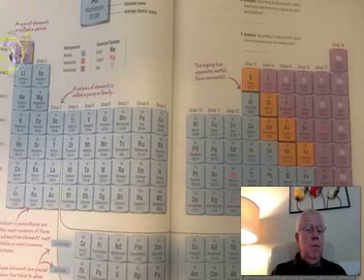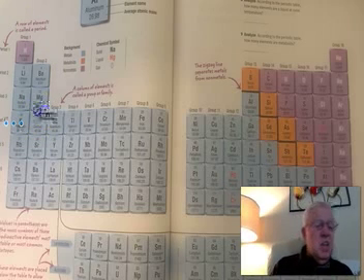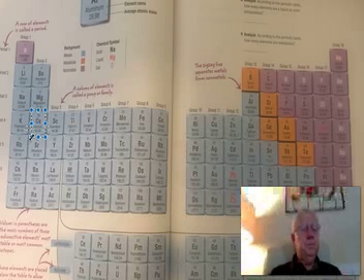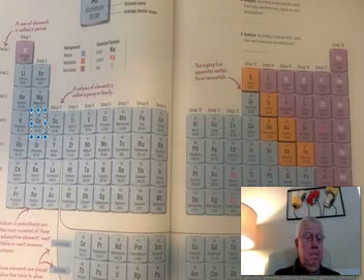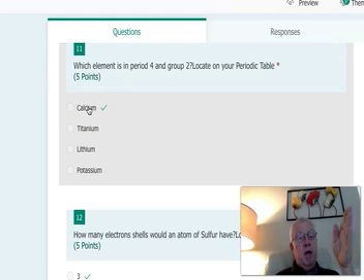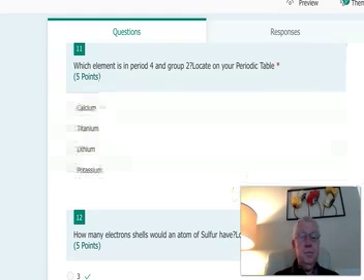All right, period 4. 1, 2, 3, 4. Period 4 in group 2. Boom, right here. All right. We have to peek at it. It's calcium. And sure enough, calcium is the element that's in the 4th period down and the 2nd group over.